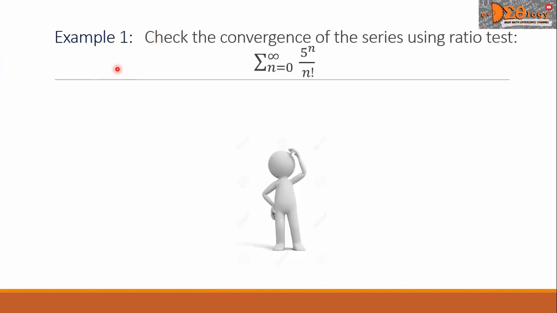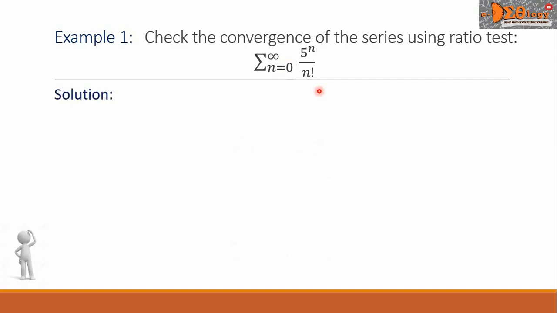Let's see example 1. Check the convergence of the series using the ratio test: the summation from n equals 0 up to infinity of 5 raised to n all over n factorial. Our a sub n is 5 raised to n all over n factorial. Next is a sub n plus 1. It means for every n we see here, we change it to n plus 1.